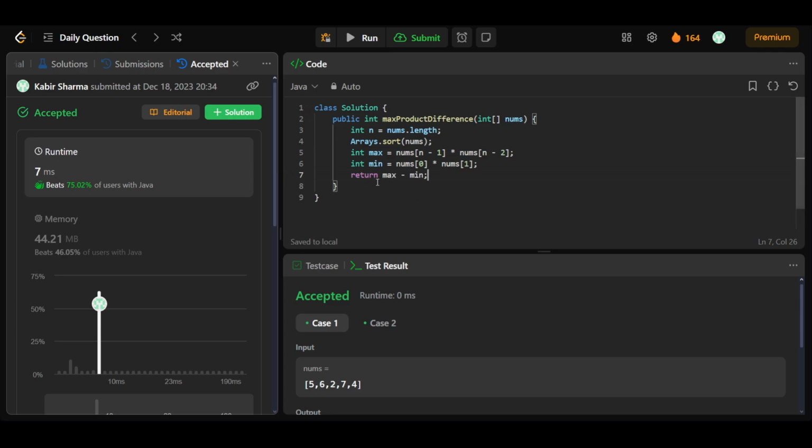So after sorting in increasing order, the minimum product will be from the first two elements and the maximum product will be from the last two elements. So nums[0] times nums[1] gives the minimum product, and nums[n-1] times nums[n-2] gives the maximum product. Then we simply return max minus min.